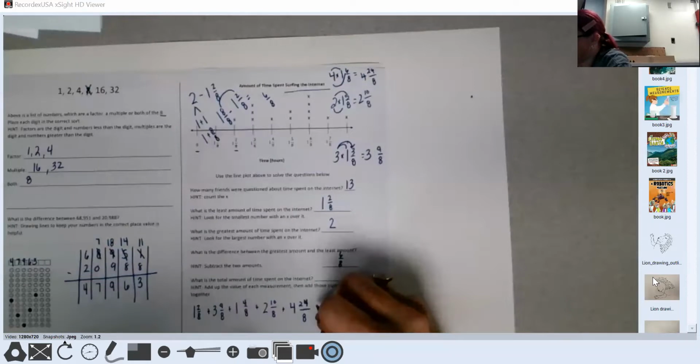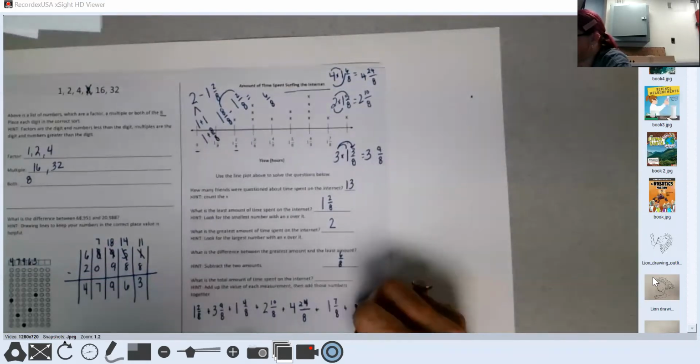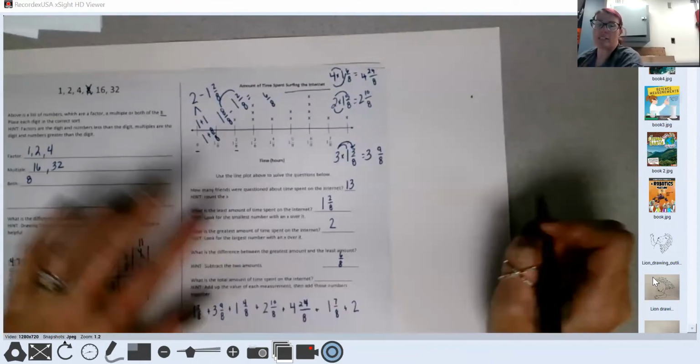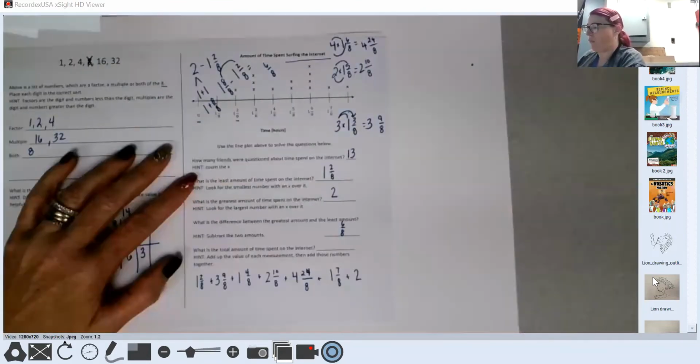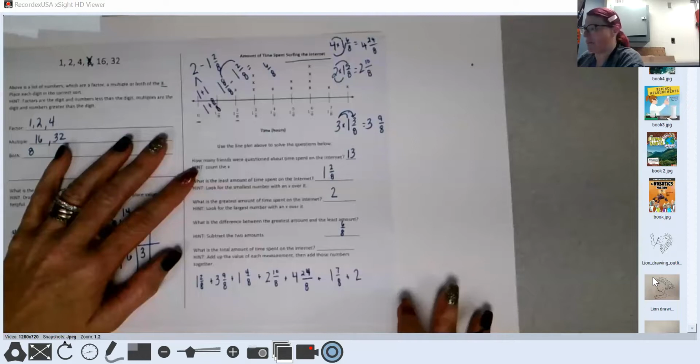Plus 1 and 7/8 plus 2. All right, so the first thing I want to do is add all my wholes. Then I'll add all my fractions, and then I'll rename my fraction.